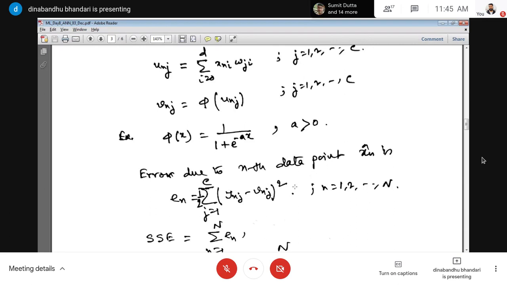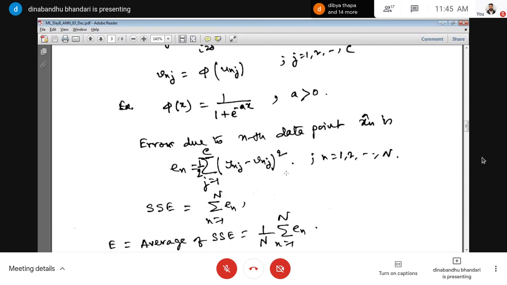And for how many n we'll get? The number of data points, right? How many data points we got? Capital N, because we'll fit the first data point, we'll calculate E1. Then second data point, calculate E2. Nth data point, calculate En, that way.